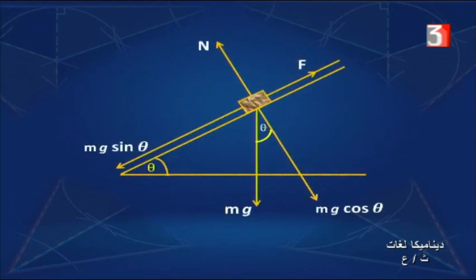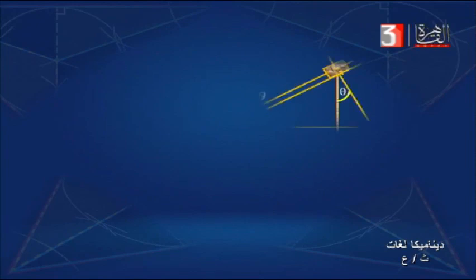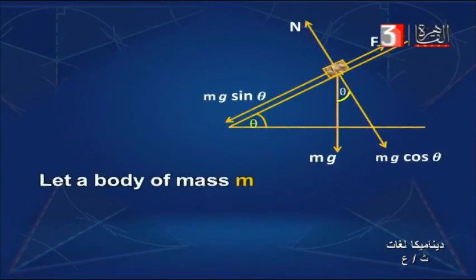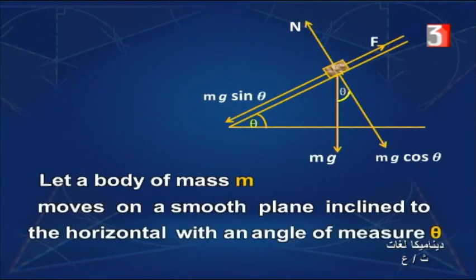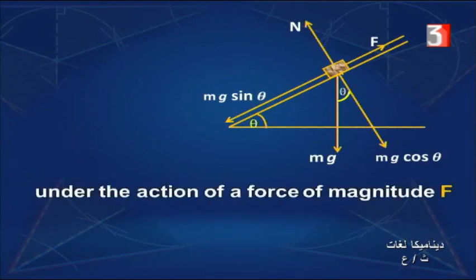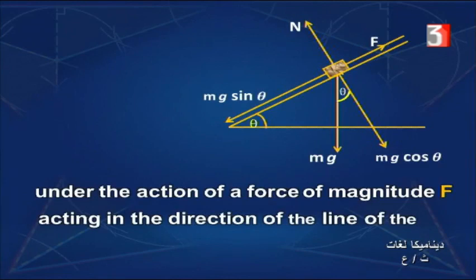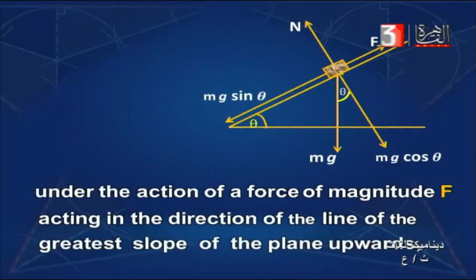Let a body of mass m move on a smooth inclined plane, inclined to the horizontal with an angle of measure theta, under the action of a force of magnitude F, acting in the direction of the line of the greatest slope of the plane upwards.